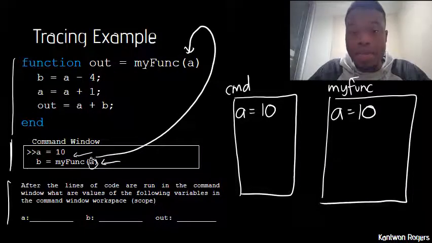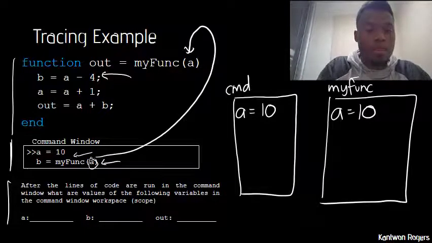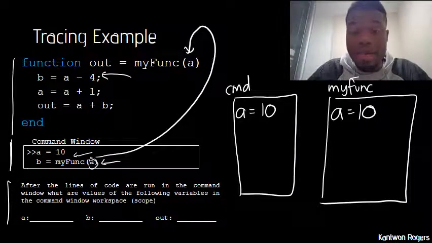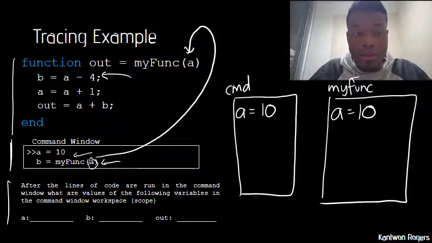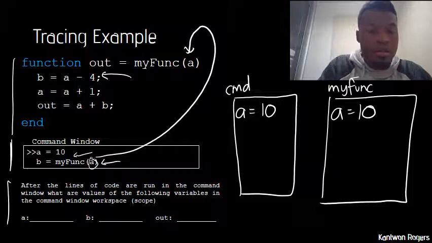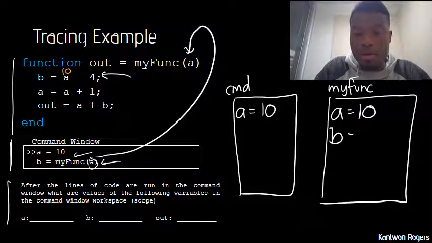And then now our next step is to move through and execute each line in our function. So let's do that. In our next line here, we're doing the right-hand side of the assignment operator first. Our current value of A inside of our myfunction workspace, or inside of our myfunction scope, is 10. So this is substituted with a 10 here. So then we have 10 minus 4, which is 6. So therefore, in our function workspace, we create a variable called B, which is given the value of 6.